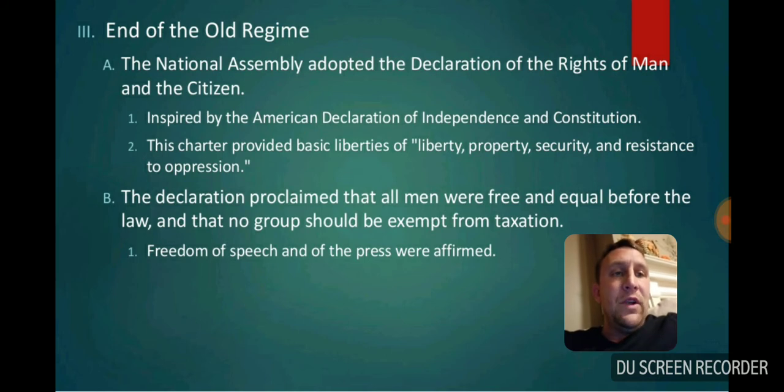The First and Second Estate were exempt from the taille, and they did not have to pay it, so the Third Estate was upset, and they felt that they needed to pay their share of the taxes. Sound familiar? No taxation without representation type of a deal? All right, it says freedom of speech and press were also affirmed, so let's move on.